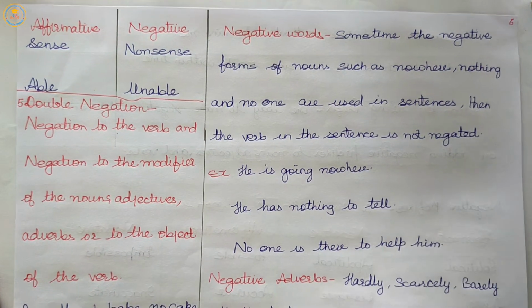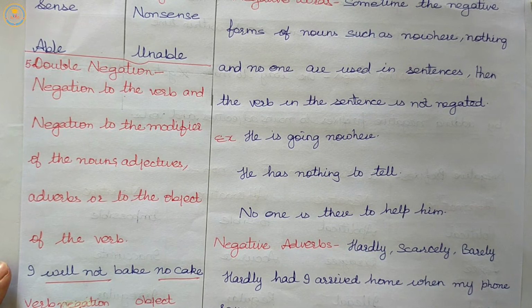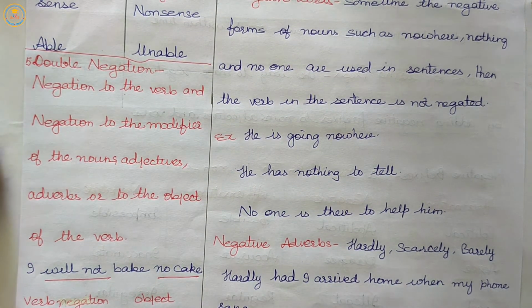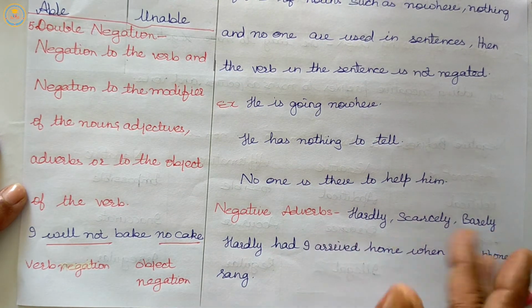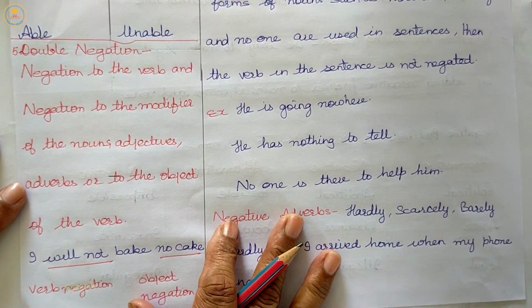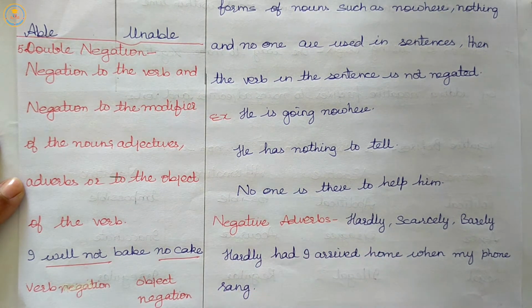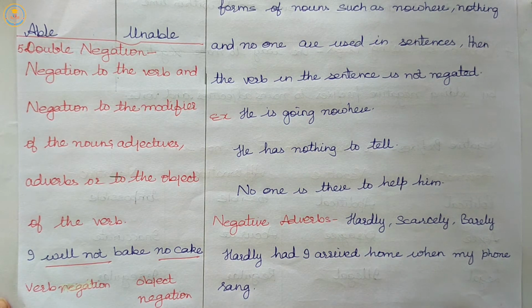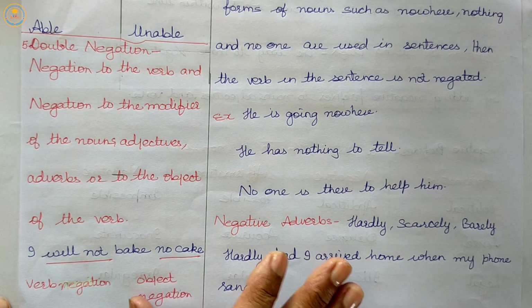Next is double negation. Our next, fifth rule is double negation. Some sentences show negation to the verb and negation to the modifiers, means to the nouns, adjectives, adverbs, or to the object of the verb. Listen carefully. For that, we will see the negation to the verb and negation to the modifier of the noun, adjectives, adverbs, or to the object of the verb. Let us see here with an example.